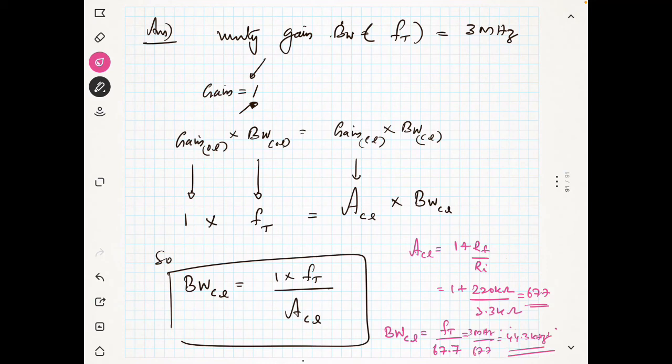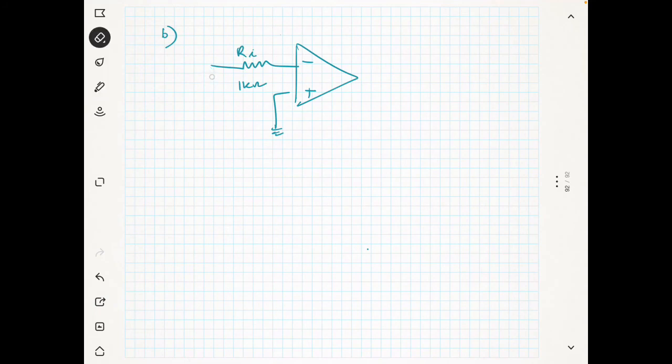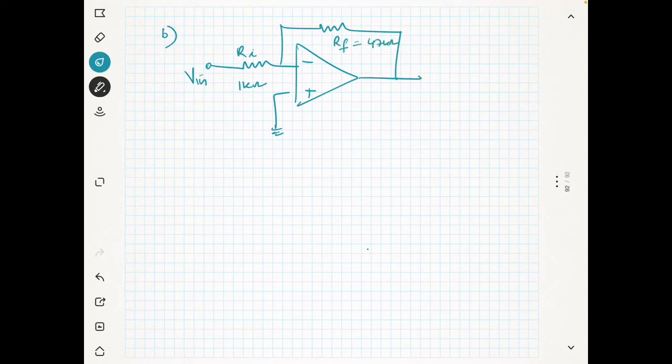Now the second part of the question, that is part B. Another circuit is given, you have to find the same thing, but this is an inverting amplifier. So 1 kilo ohm, this is your Ri, and this is the input here, V in, and this is Rf, which is equal to 47 kilo ohm, and this is the V out.